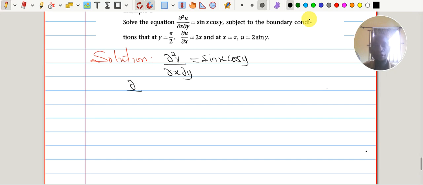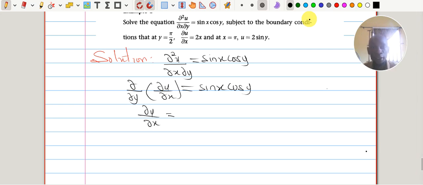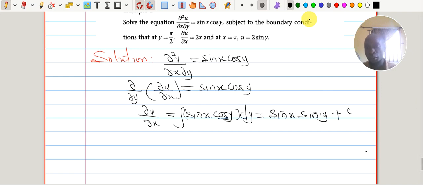I can say d/dy of du/dx is equal to sine x cos y. Now let me integrate this one. du/dx equals the integral of sine x cos y with respect to y. If you integrate cos y, we're going to get sine y, plus my phi of x here.